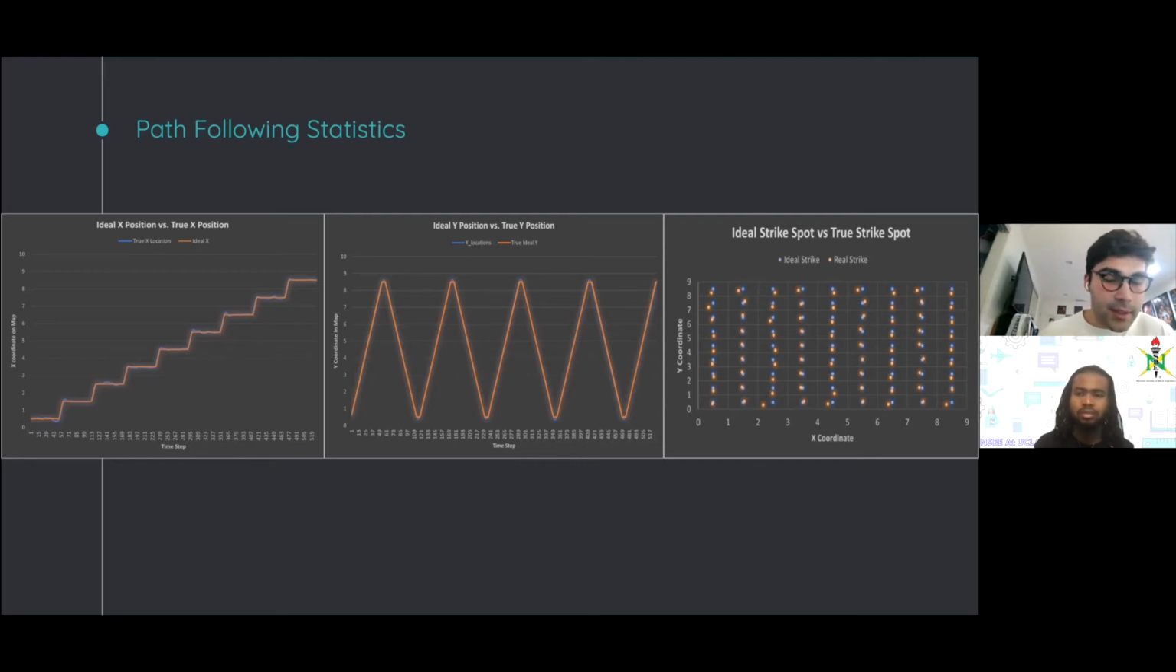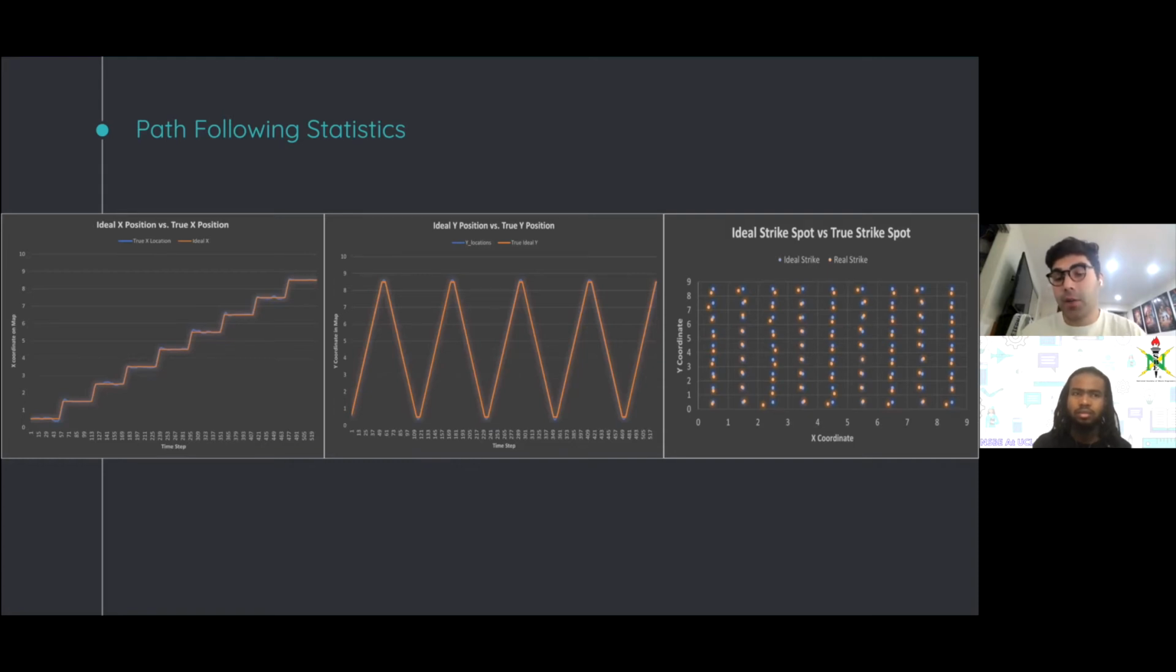And there is a slight deviation between the true X location and the ideal X location, but they are similar enough that we can say that our navigation algorithm was effective and the sensors are doing an effective job in estimating the state of the robot. And then on the far right, you can see the ideal strike spot versus the true strike spot. And there is a little bit more deviation here between the ideal position and the real position.